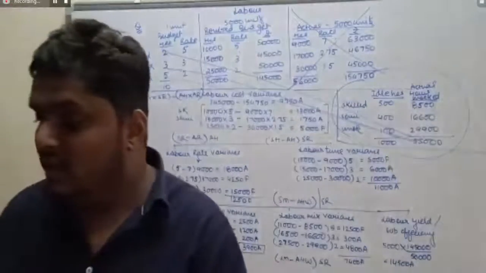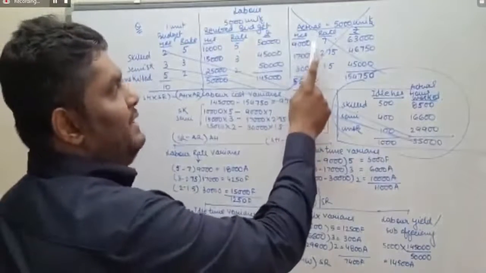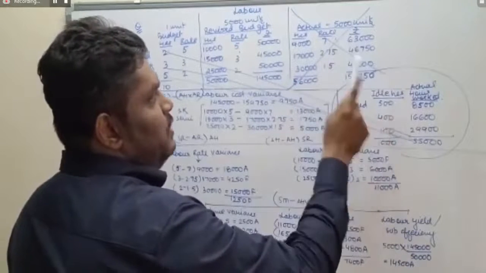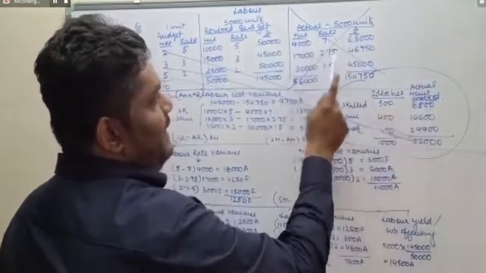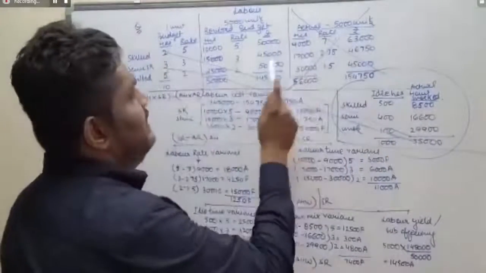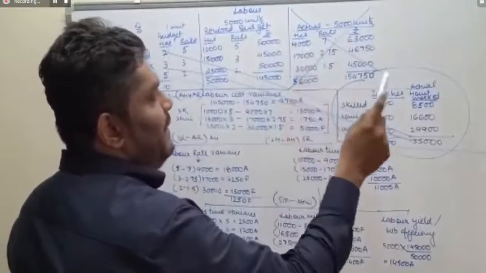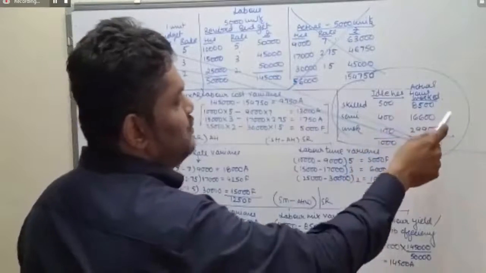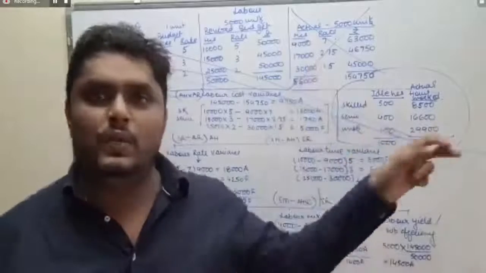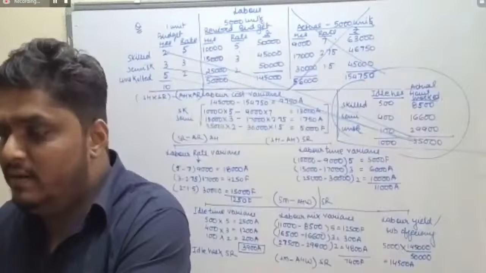Jyoti sir, how are actual hours worked calculated in case of idle hours? See, the actual hours paid are 9,000 and the idle hours are 500. So that's why the actual hours worked will be 9,000 minus 500, 8,500. Similarly, for semi-skilled, 17,000 hours actually paid minus 400 hours idle, so actual hours worked are 16,600. Similarly, 30,000 minus 100, 29,900. Yes, it is abnormal idle time, dear.